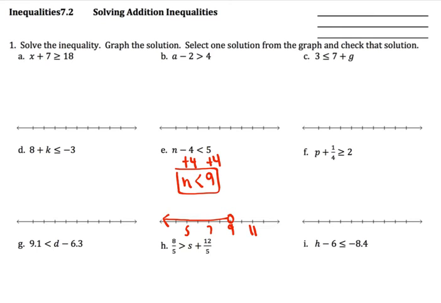Next, I'm going to pick a solution. Let's pick 5. If I do 5 minus 4, I want to see if it's less than 5. 5 minus 4 is 1. 1 less than 5 is true. So that checks out just fine.